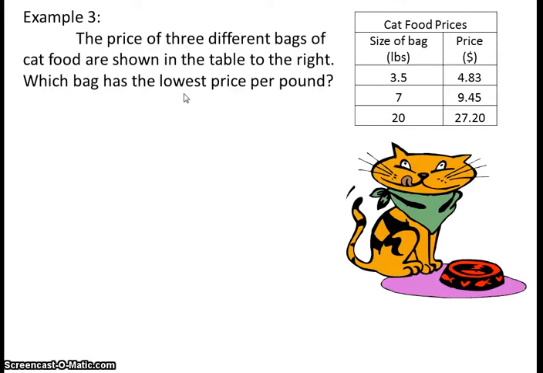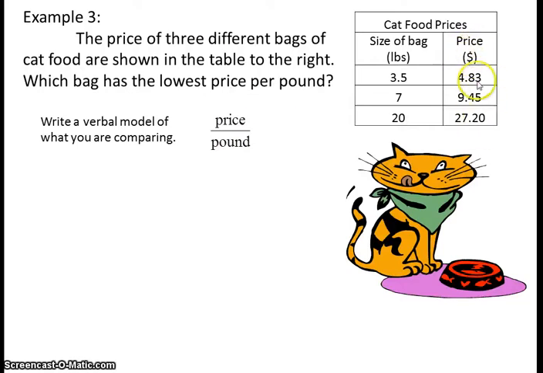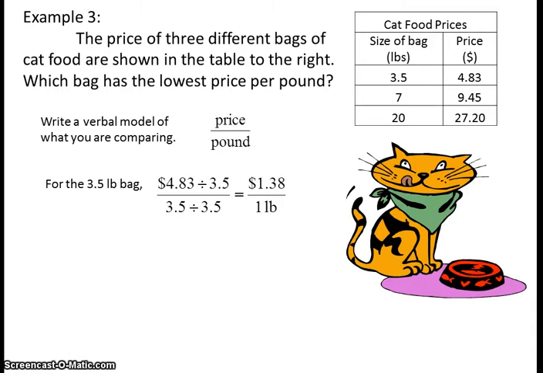When we're thinking in our head, we need to think price per pound. So the dollar rate goes on top as the numerator, and the denominator will be the pound, because we want to know price per pound. First, size up the price of the small bag. For the 3.5 pound bag, we divide 4.83 by 3.5 and get dollars per pound. That works out to $1.38 per pound.